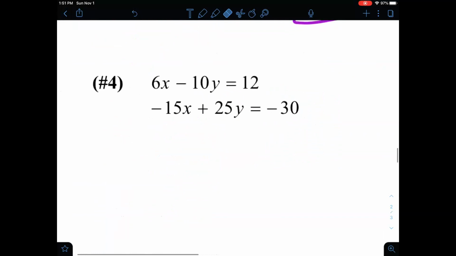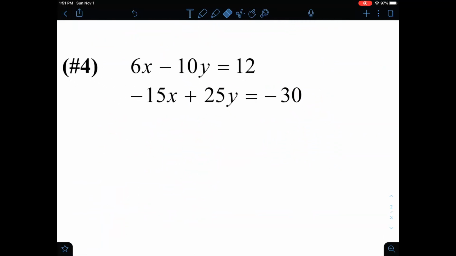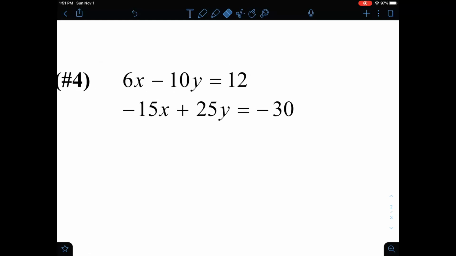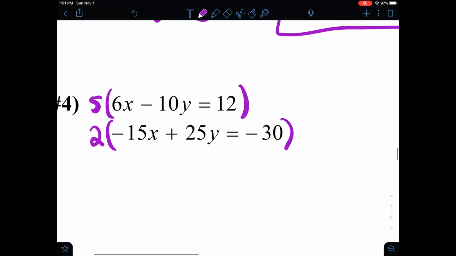All right, number 4. 6x minus 10y equals 12, and negative 15x plus 25y equals negative 30. Okay, I'm looking at either 6x and 15x, or negative 10y and 25y. We could do it both ways, but let's figure this out here. What's the least common multiple of 6x and 15x? What's the smallest number that divides by 6 and 15? Hopefully you said 30, so 6 times what is 30? 6 times 5. And at the bottom, negative 15 times what is 30? It's going to be 2.